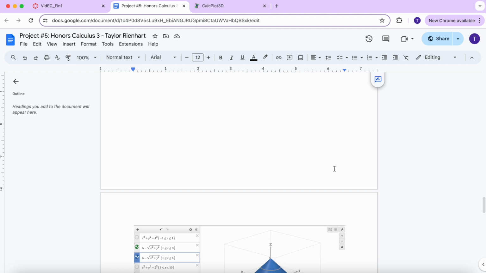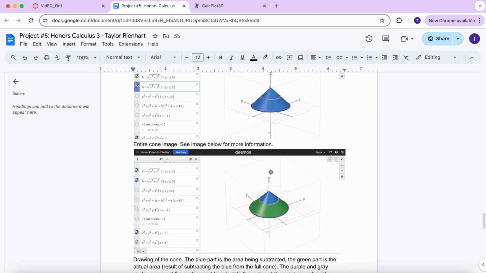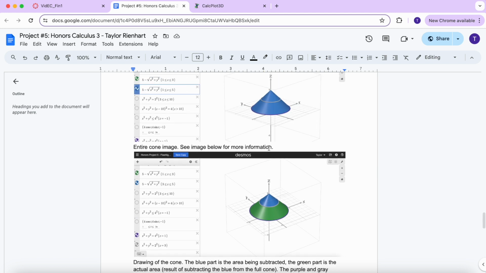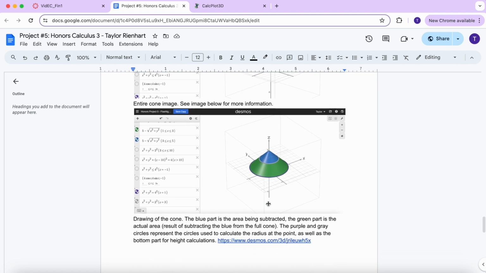Here are some images. Here is the entire cone image. As you can see, the cone goes from the plane z equals 1 to z equals 5. But for our function, we are only using the part from z equals 1 to z equals 3, which is represented by the purple to the gray lines. Here is the part of the cone that we are calculating in green, and the part in blue is the part that's being subtracted out from this entire blue cone, which is what we calculated, and that is the radius of the hole and the height of the hole and overall just the cone of the upper portion.